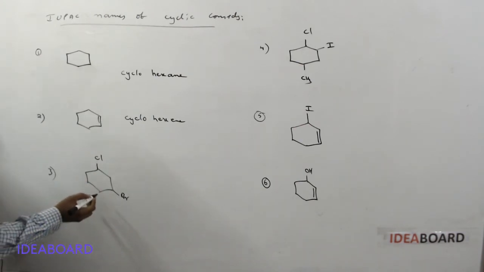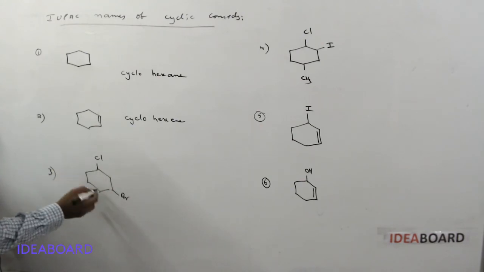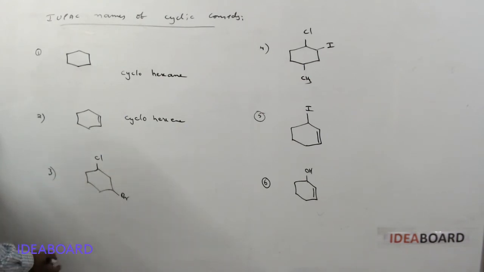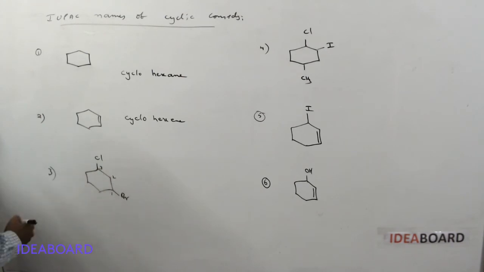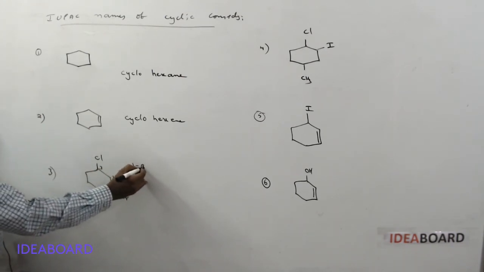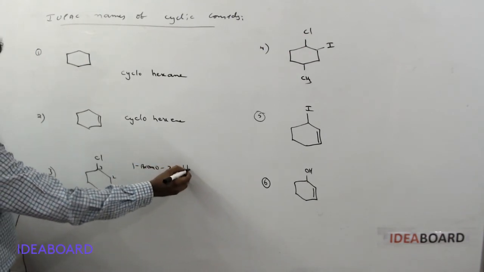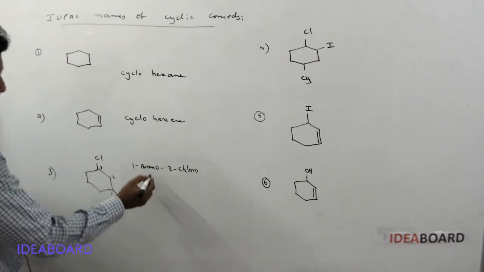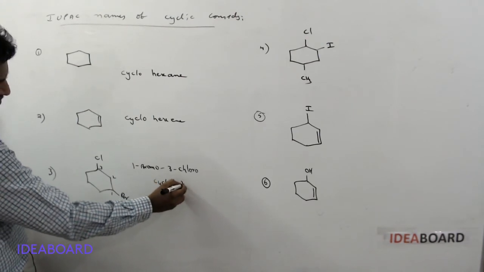When we are writing the numbering, always prefer 1, 2, 3, here 1, 2, 3. So when we are getting the same numbers from the opposite ends, then go for alphabetical order. Means this is getting 1, this is getting 2, this is getting 3. Because it is bromo and this is chloro. So 1-bromo, 3-chloro. They are getting the same positions, like symmetrical. 1-bromo-3-chlorocyclohexane.